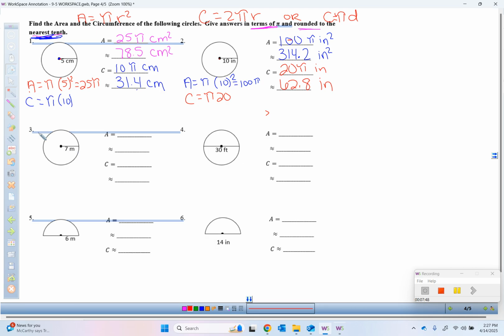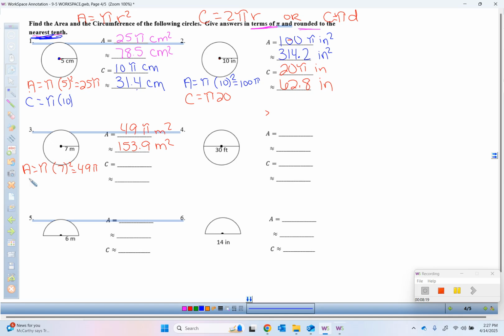All right, let's look at number 3. Once again, the area. Area is pi r squared, so there's pi. My radius is 7 squared. Okay, so 7 squared is 49, and we have pi. So in terms of pi, this is 49 pi meters squared. And if you put this in your calculator just like that, rounded, it's 153.9 meters squared.